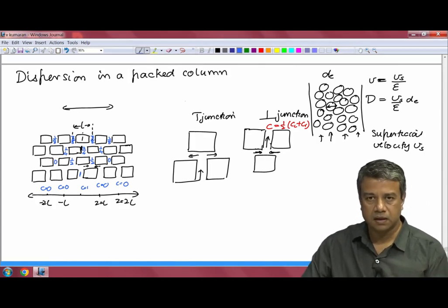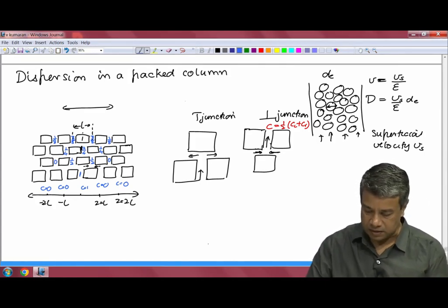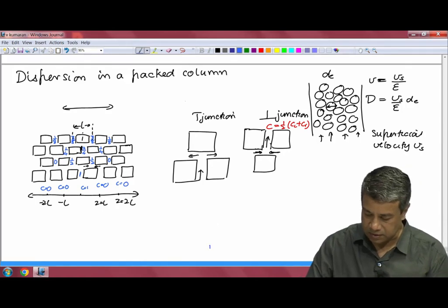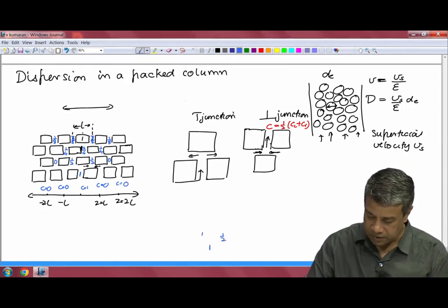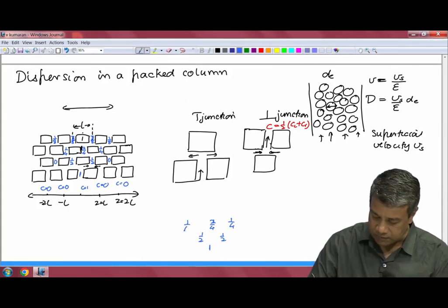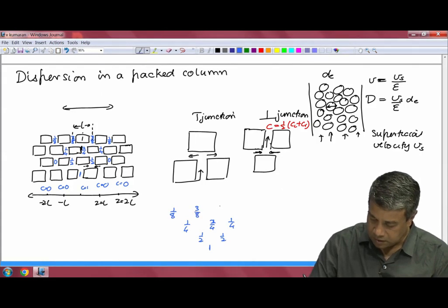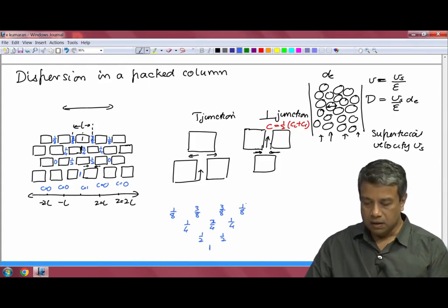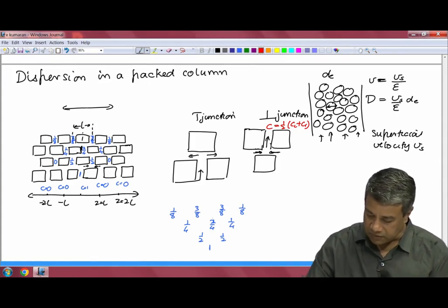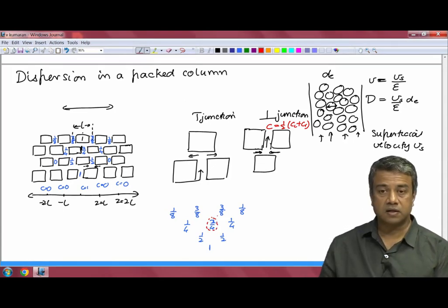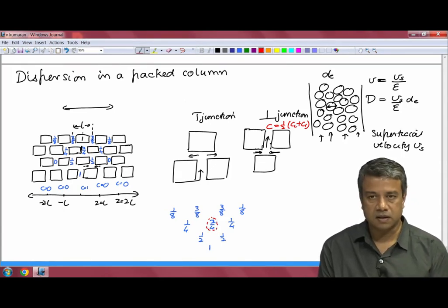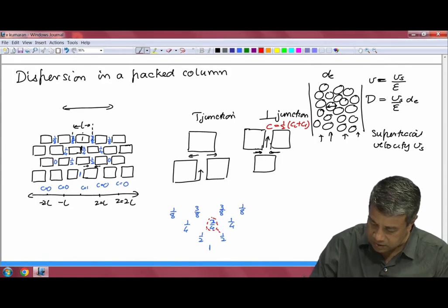So, the concentration progresses in this manner. You have 1, half, half, then 2 by 4, 1 by 4, 1 by 4, and then 1 by 8, 3 by 8, 3 by 8, 1 by 8. So, each concentration is the average of the two adjacent concentrations below.